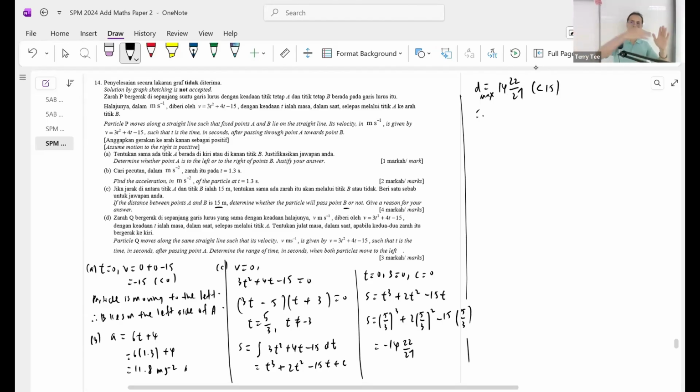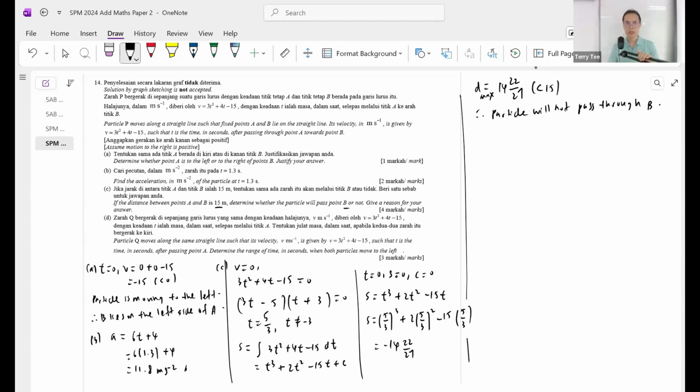It just goes all the way to the left, then it makes a U-turn, it stops for a while, it makes a U-turn. The maximum distance it can travel is this, right? So therefore we say particle will not pass through point B. Okay, so that is part C.